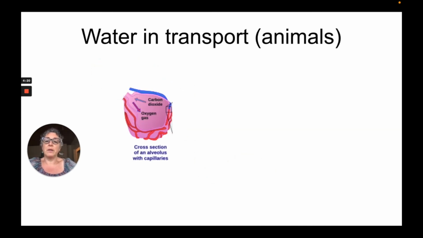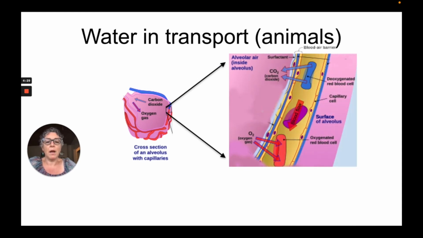All right, we can also look at water in transport in animals this time. We will look at a cross-section of an alveolus, which is the air sac in the lungs, with capillaries. Here we have a bigger picture of that. We can see that oxygen gas is moving from the alveoli into the blood, and the carbon dioxide is moving from the blood into the alveoli in the lungs. This is called gas exchange.